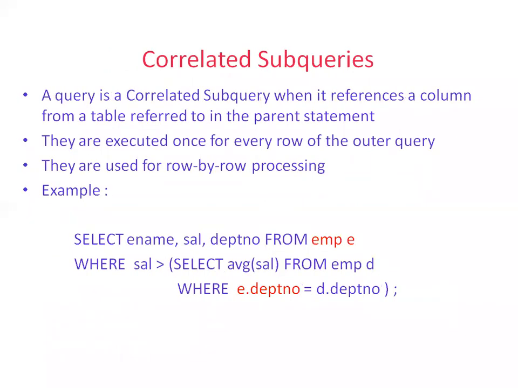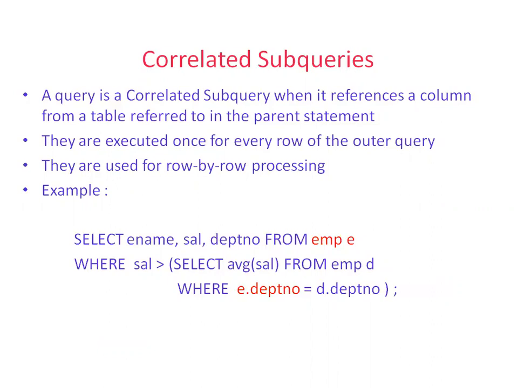Now, the correlated subquery is one of the very interesting ones. Generally, when you have a subquery, if the subquery is not using any of your parent column values, they are not correlated. But if your subquery is using any of the columns from the parent query, then it is called a correlated subquery, and that will get evaluated for every row of the parent. That's the concept of correlated subquery.